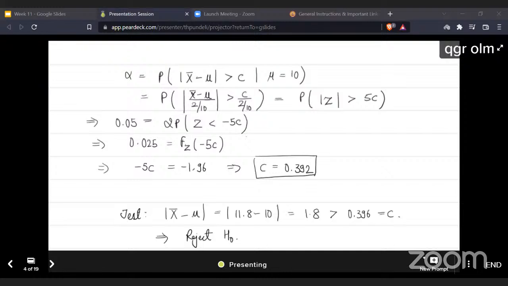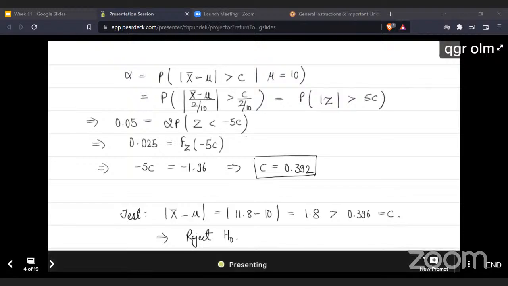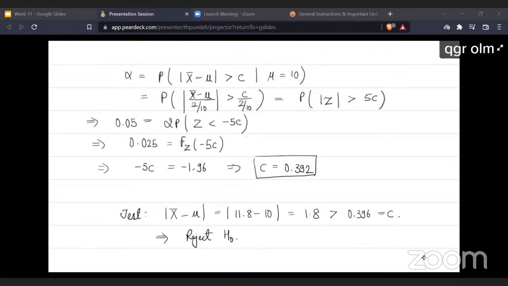Ma'am, can I ask a question? Yes. Ma'am, we started off with the test that mod of x bar minus mu should be greater than C. Yes. What if we start with just mod of x bar greater than C? What's wrong with that? I mean, I'm getting the same result here.